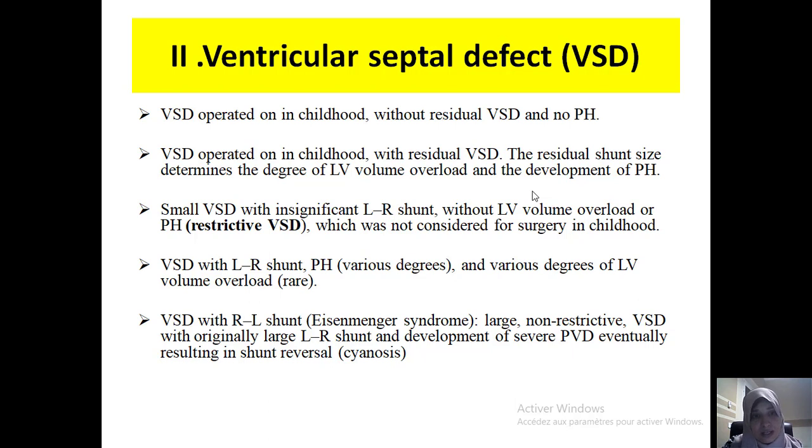That's what we call restrictive VSD, which wasn't considered for surgery in childhood. We can have a VSD with left to right shunt with pulmonary hypertension of various degrees and various degrees of left ventricle volume overload, which is more rare. And the final situation is a VSD with right to left shunt, what we call Eisenmenger syndrome, with a large non-restrictive VSD which wasn't treated correctly.